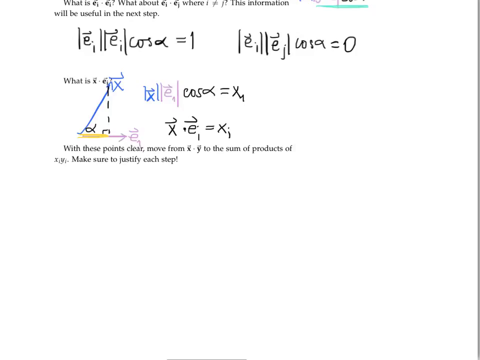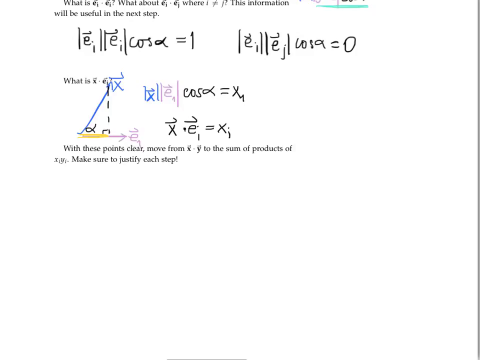We know that the dot product using the geometric definition, the magnitude of x times the magnitude of y times cosine alpha, is distributive. We know that we can write x as a sum of scalar multiples of standard basis vectors. We know that standard basis vectors dotted with each other that are the same are 1. We know that different standard basis vectors dotted with each other is 0. We know that a vector dotted with a standard basis vector extracts the ith component. And we're going to put all these skills together in a nice, clean proof.